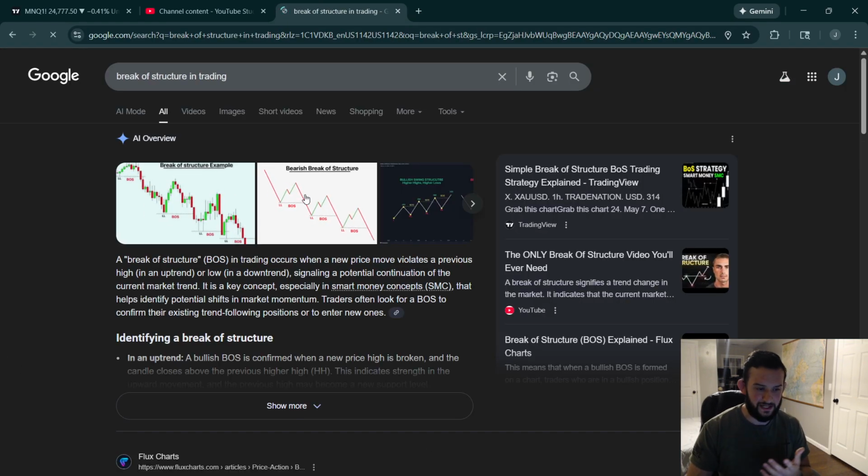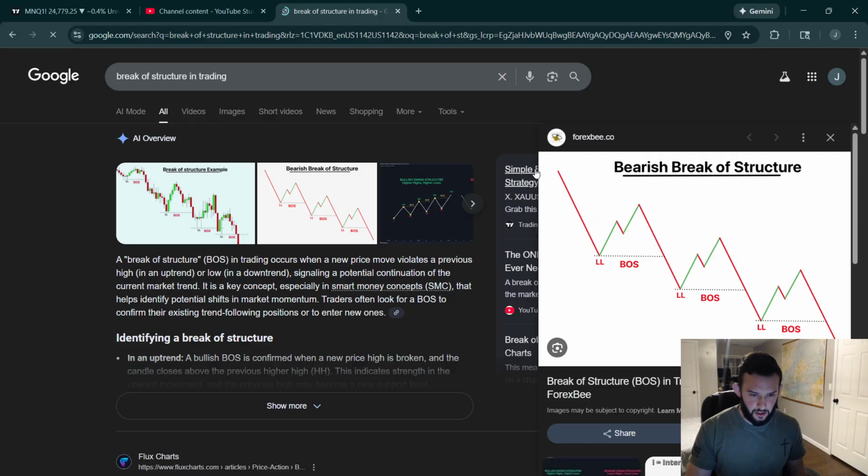Boom. What is this? Right? We see that we're in a downtrend here, a bearish break of structure. We have a lower low at the LL, and then we make a lower high, and then we fail to make a lower low, and then we have a higher high, right? And so what happens when we break past this? We start going into this uptrend, but if anything, it's a pullback.